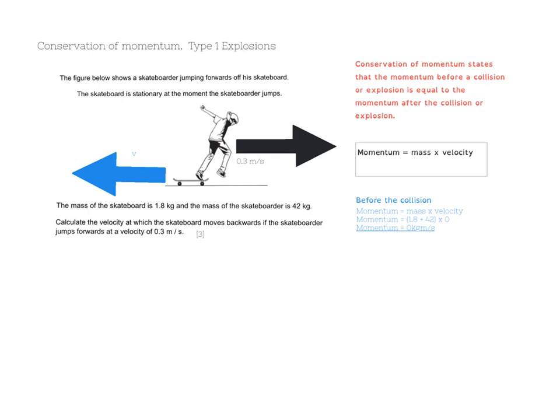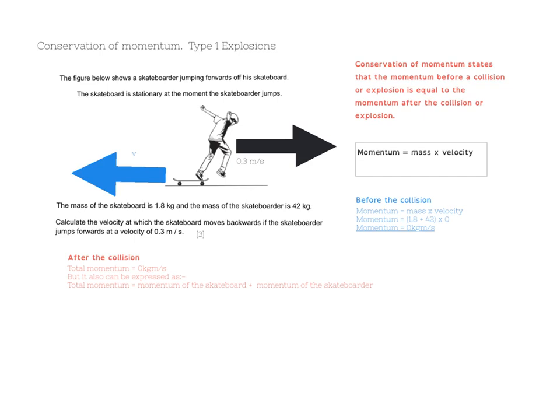So now I'm going to look at after the explosion. And you can see here, after the explosion, the skateboarder is going to move this way with a velocity of 0.3 meters per second, and the skateboard itself is going to move this way with a velocity of v meters per second, and we need to calculate what v is. So if we follow this through now, we know that after the collision, the total momentum is going to be equal to 0 kilograms meters per second, because that was the momentum before the collision. You remember the law of conservation of momentum.